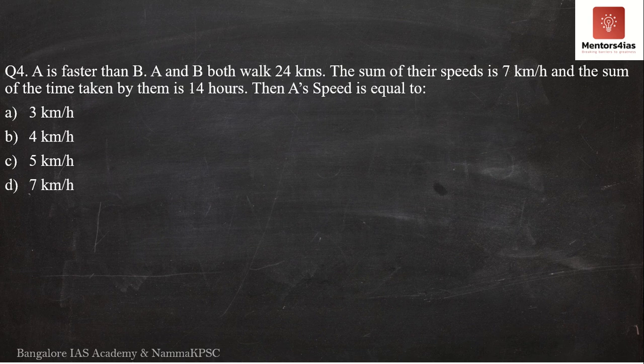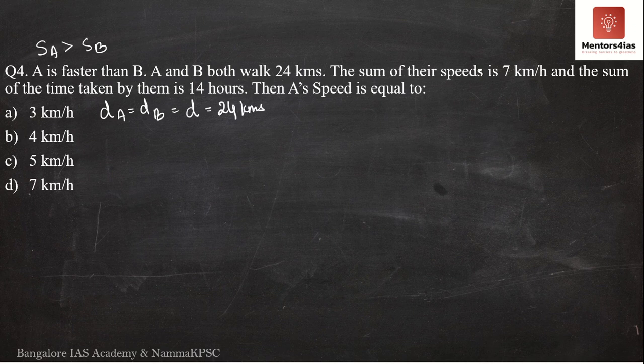Now let us move on to the next problem over here. Now the question says A is faster than B, meaning obviously the speed of A is greater than the speed of B. Next, A and B both walk 24 kilometers. So the distance covered by both is equal to 24 kilometers. Let me just write it as D is equal to 24 kilometers.